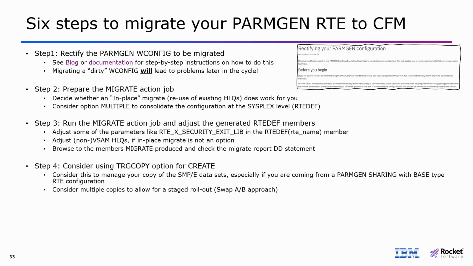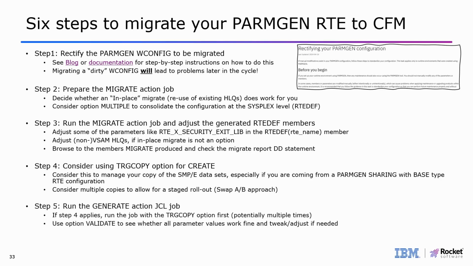So before you run the full generate, you should really consider using target copy. Target copy to define how do I want to do maintenance. Do I want to do this rolling maintenance? Then I would probably do 2 copies and keep track of what is my active and what is my inactive copy. And this is really what you should be doing if you're coming from a ParmGen sharing with base environment.